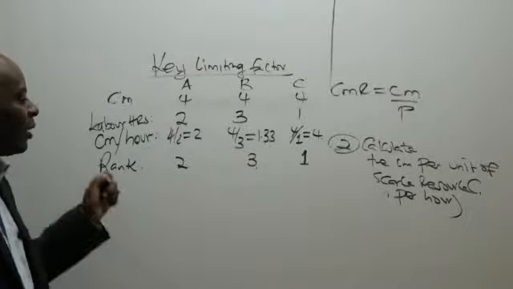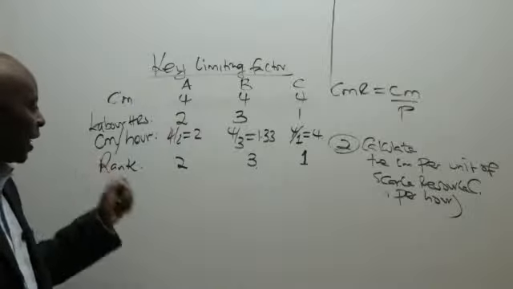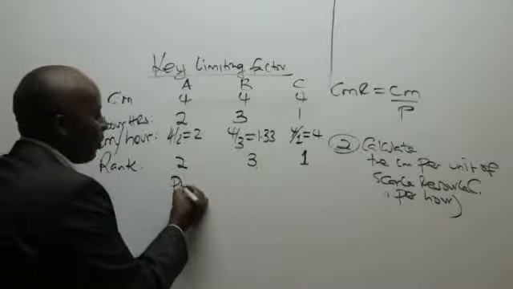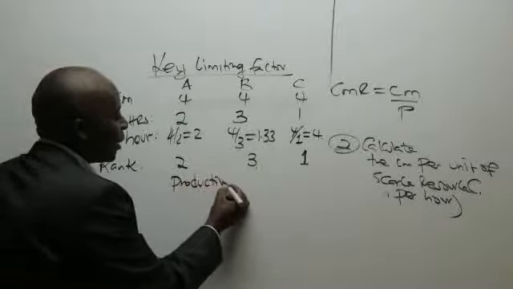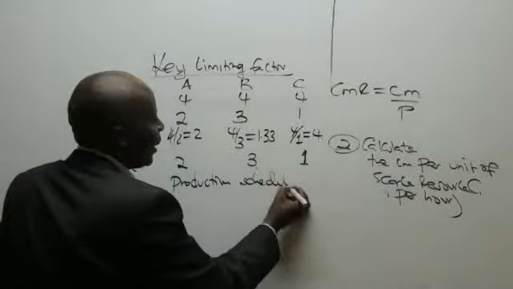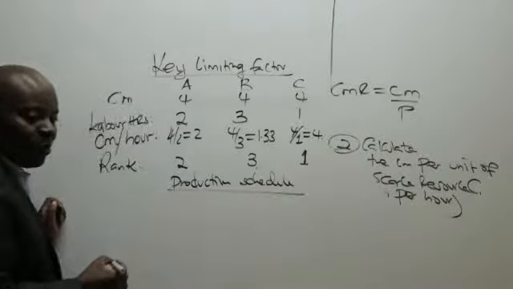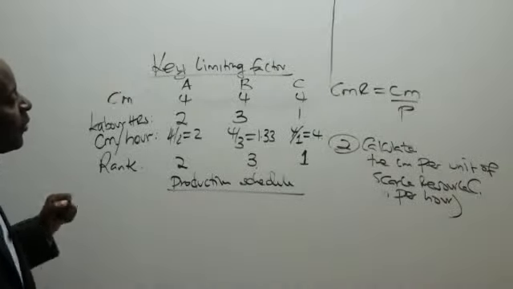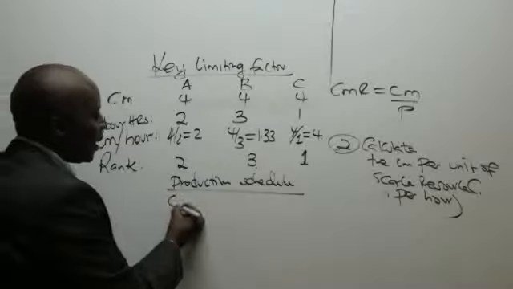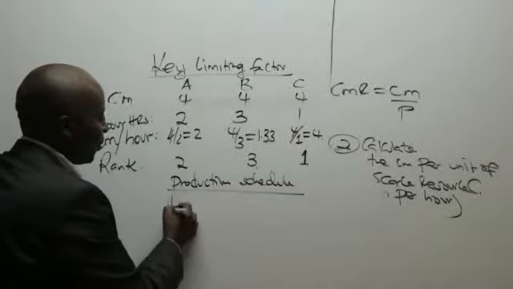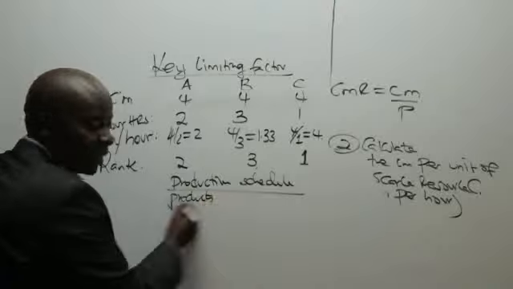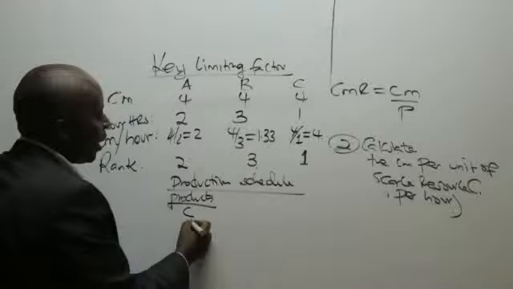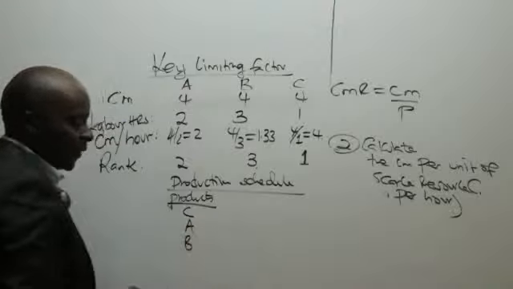Ladies and gentlemen, having done this concept nicely, now we can go to the last step. The last step is all about the optimal production schedule. So for the optimal production schedule, what do we have here? We start with the products. As per the rankings, we have C, we have A, and then we have B, like that.